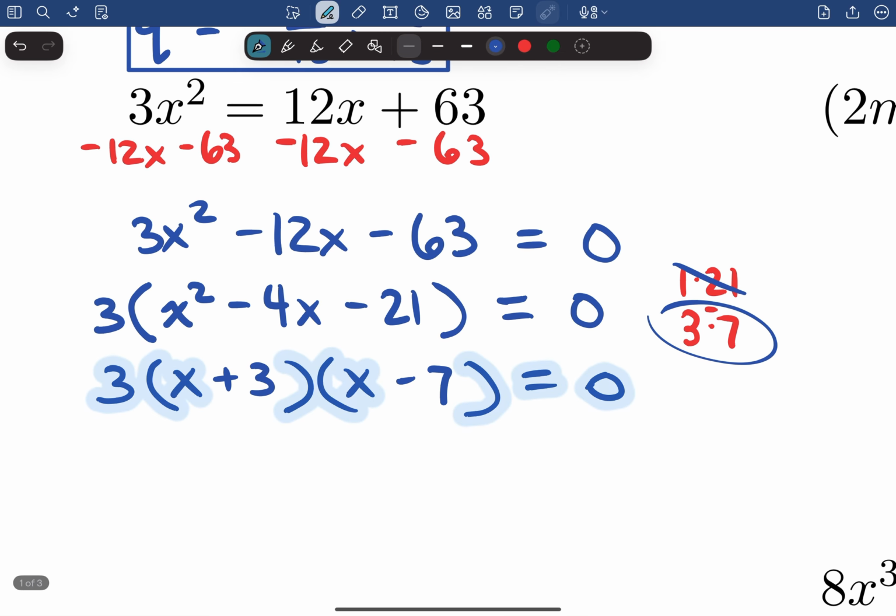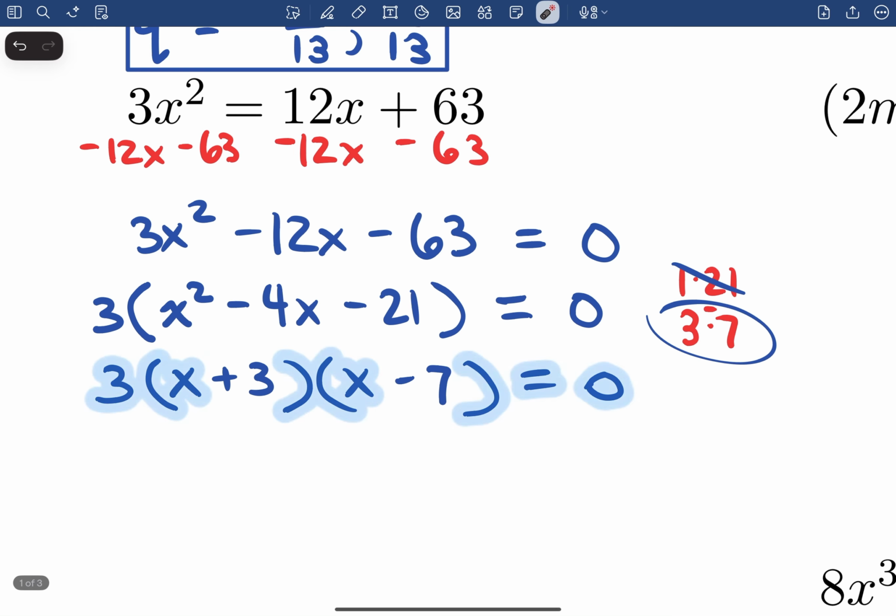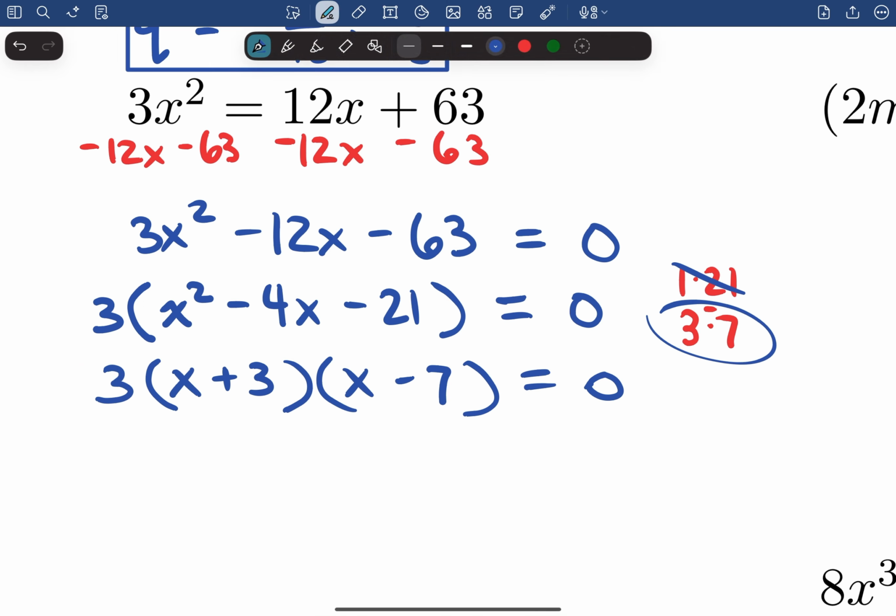Okay. And now I need to solve, right? I've completed the factoring. The last bit is to solve for x here and here. Now this 3 that I factored out in the beginning as a GCF does not have any weight in my decisions for what the solutions are. So you can ignore this value out front. It does not impact our solutions.